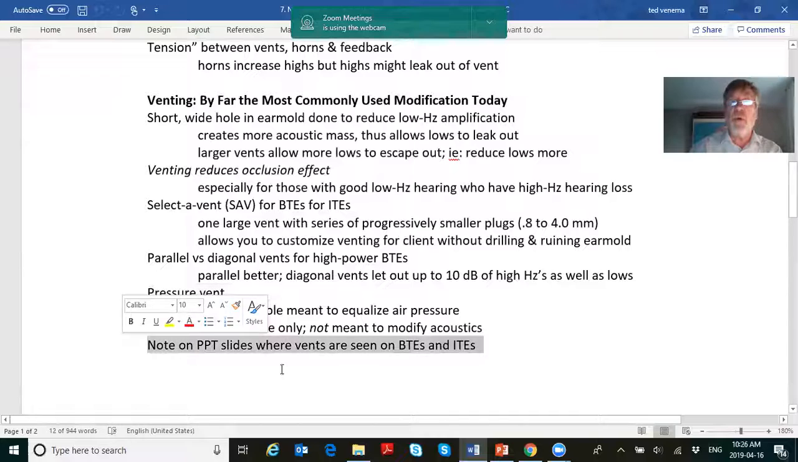Note on PowerPoint slides where vents are seen on BTEs, behind the ear hearing aids, and ITEs. Stop sharing and start looking.